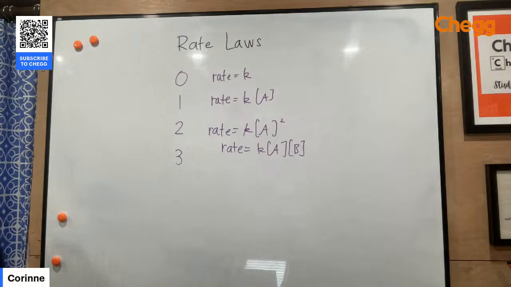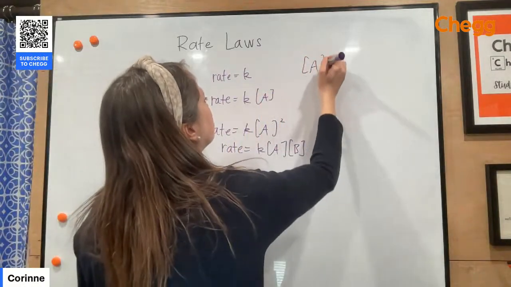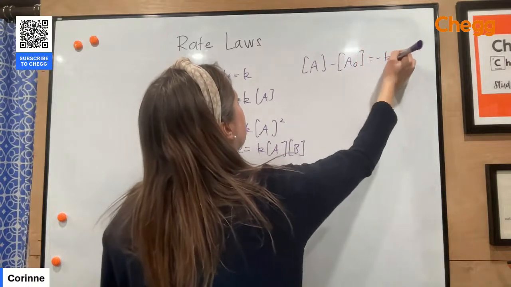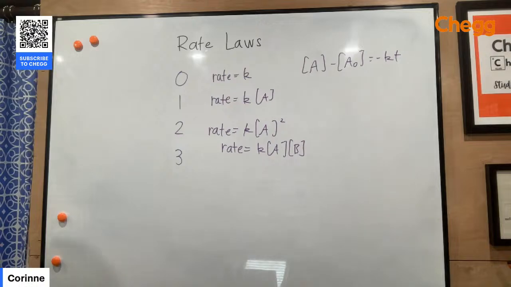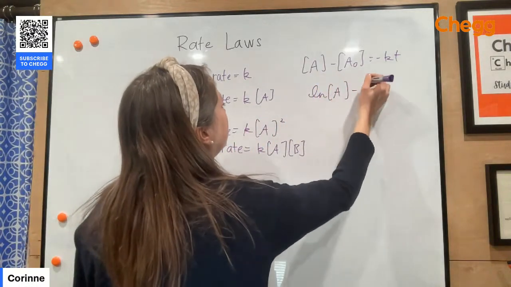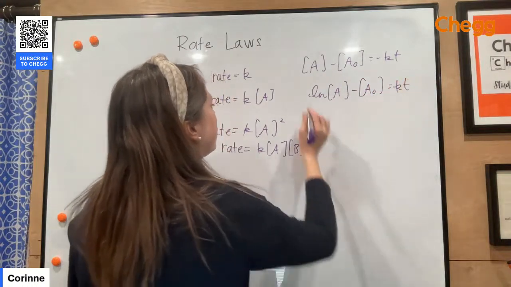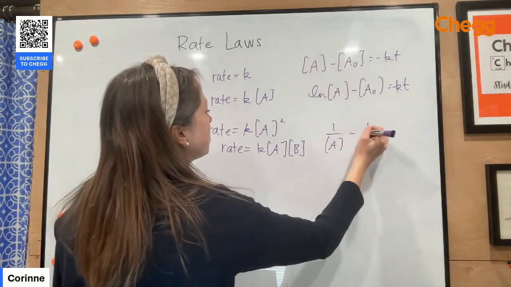But where it gets tricky is remembering those rate expressions. The concentration of A minus A naught would be negative kt for a zeroth order reaction. If I am looking at a first order reaction, we have the natural log of A minus A naught. Versus second order, 1 over A minus A naught.